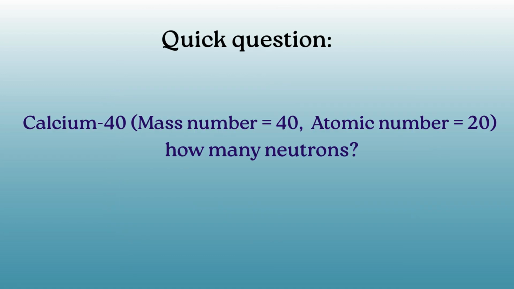Quick question: calcium-40, mass number equals 40, atomic number equals 20. How many neutrons? Type your answers in the comment section.